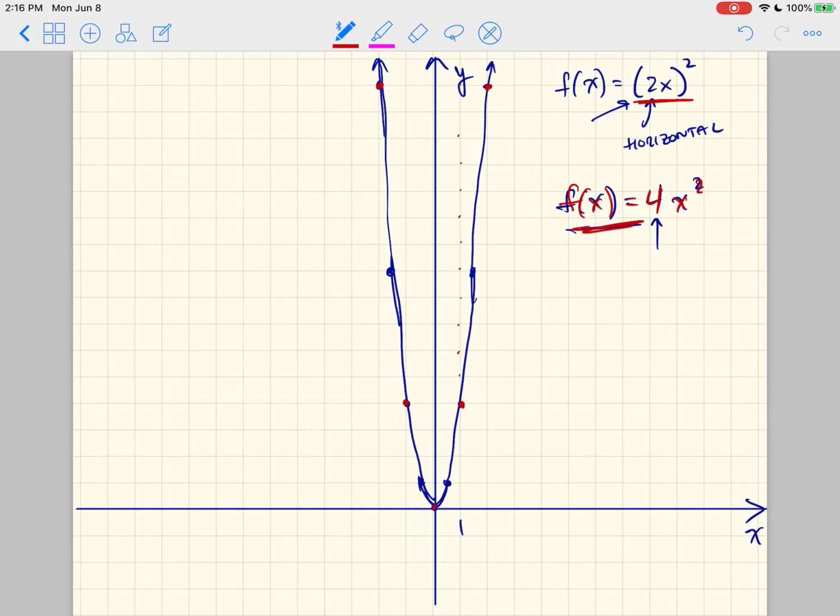So when I'm given a problem like this, I want you to think about it like this. I don't want you to change it. I want you to be able to work with the 2 inside, okay? Because you're not always going to be able to bring that number out in front, like with a square root function.